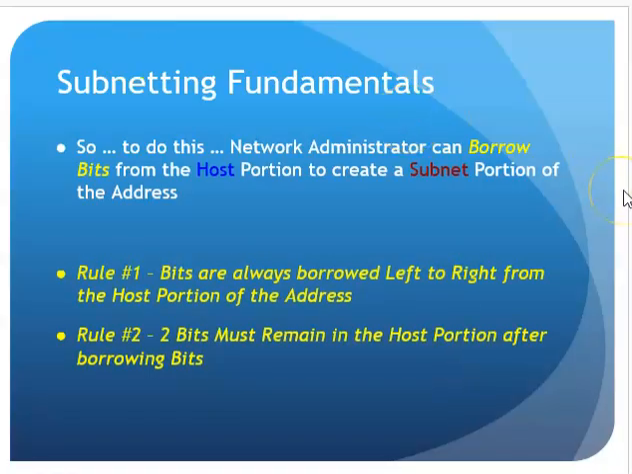So to do that, I have 2 rules. One is I'm always going to borrow bits from left to right. The second one is I must leave at least 2 bits. Alright, so let's tackle the first one first. Borrow bits from left to right.